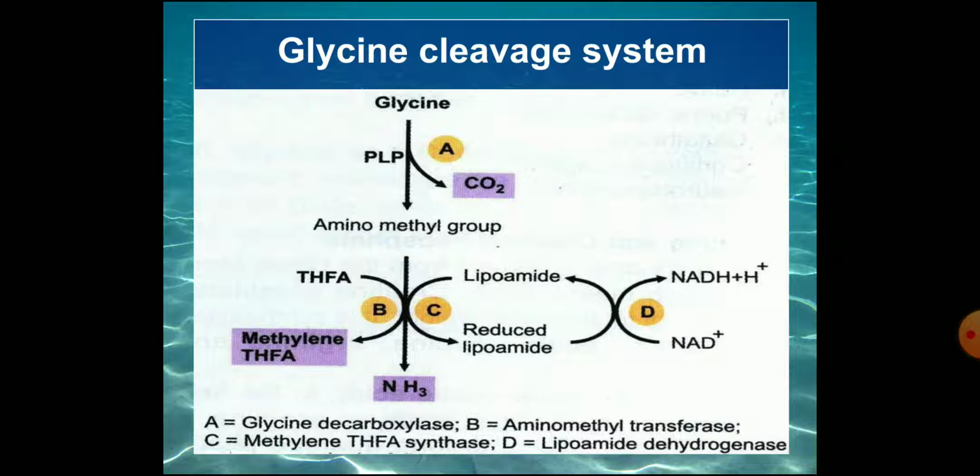So this is the reaction where glycine is converted to ammonia and carbon dioxide, that is carbon dioxide and ammonia are released, and from carbon dioxide and ammonia glycine can be formed by the glycine cleavage system. Forward is the cleavage system, and then ammonia plus carbon dioxide can form glycine also.